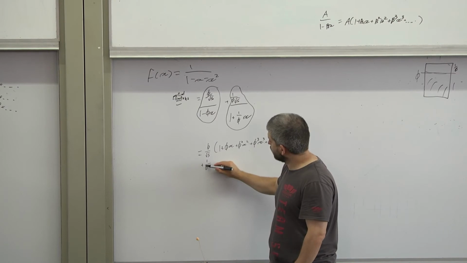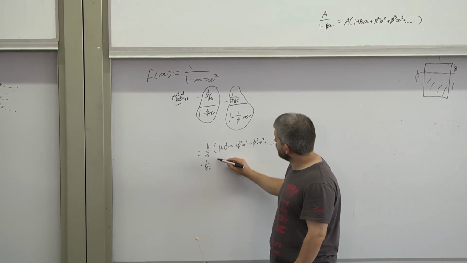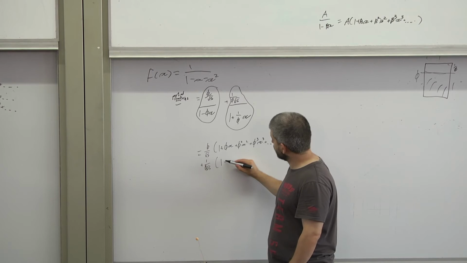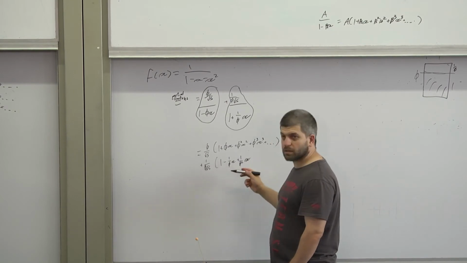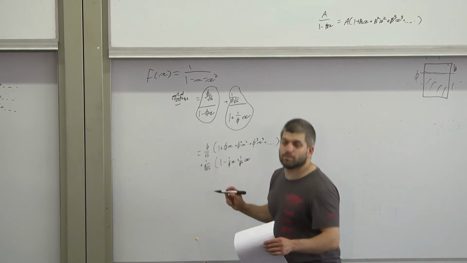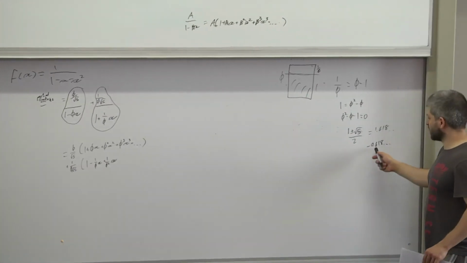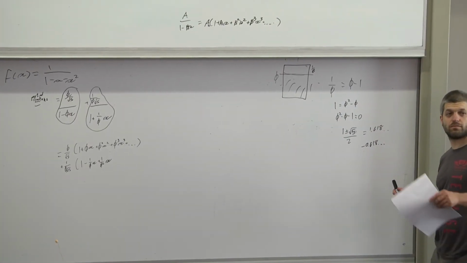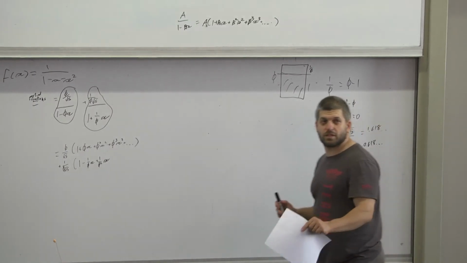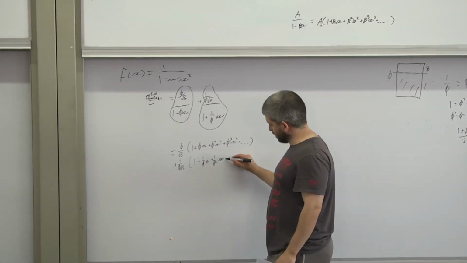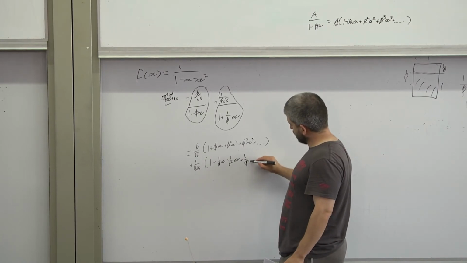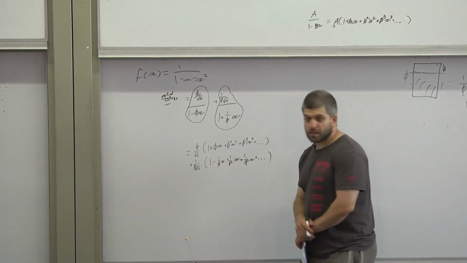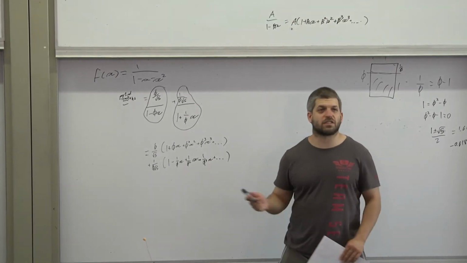Plus 1 over root 5 times 1 minus 1 over phi x, and so on. 1 over phi is 0.618. It's not the negative. There's a little bit of that detail I'm skipping over here. That's a minus. Okay, now what is the coefficient of x to the n?